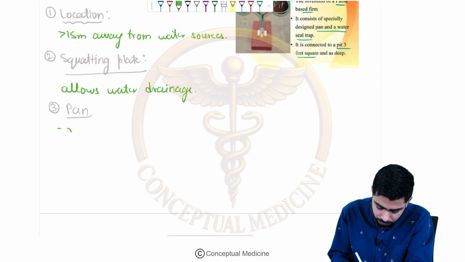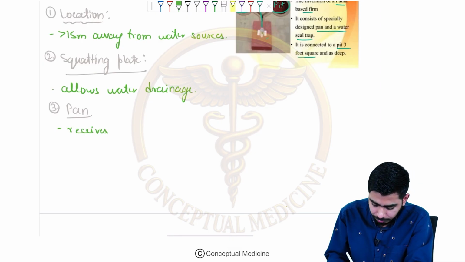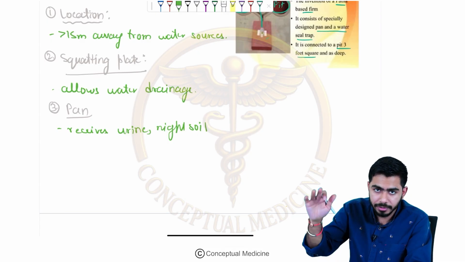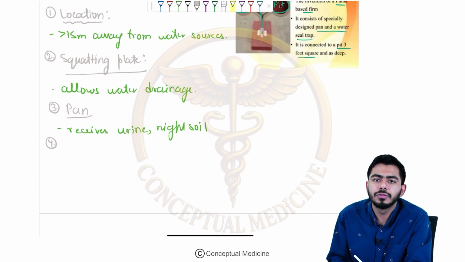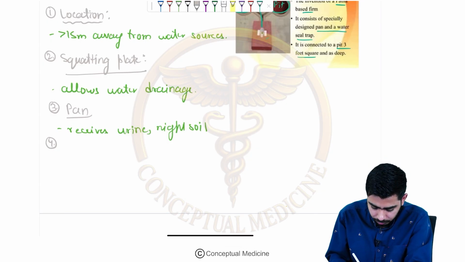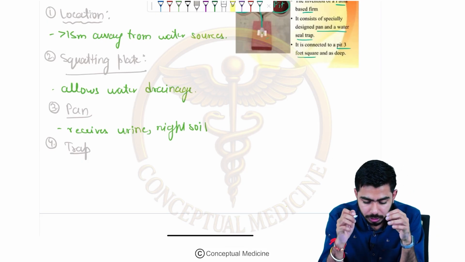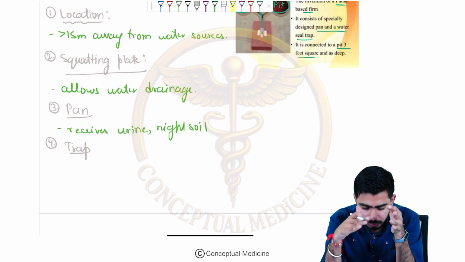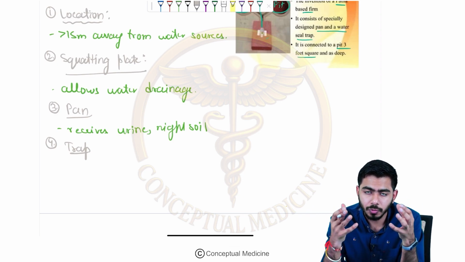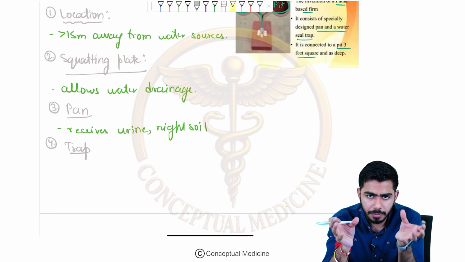So it receives urine or the fecal matter, that is the night soil. That is the pan. The fourth component of the water seal system is the trap. In the trap the water is held, and it provides the water seal. So what provides the water seal in this system? That is the trap only.